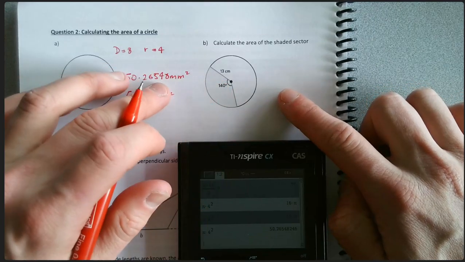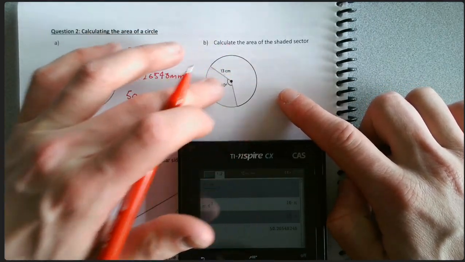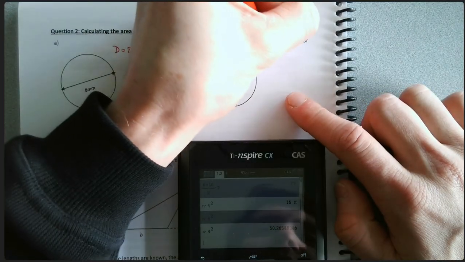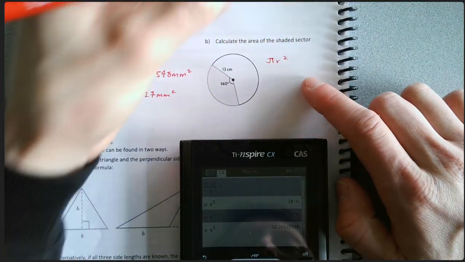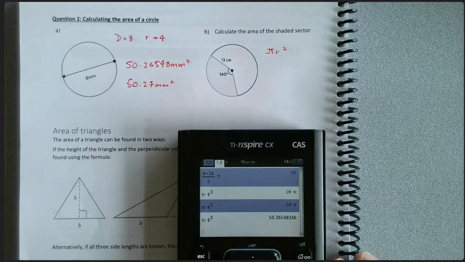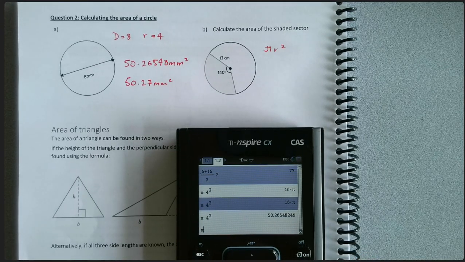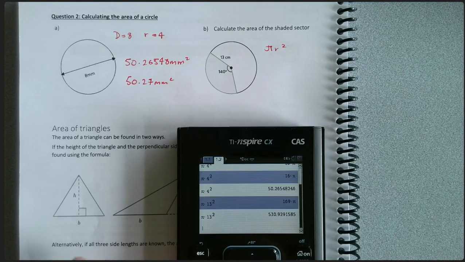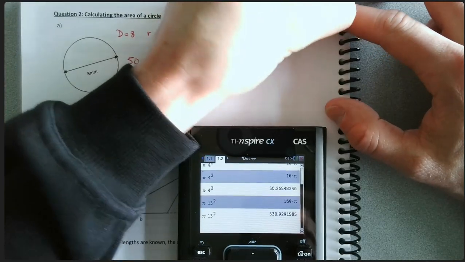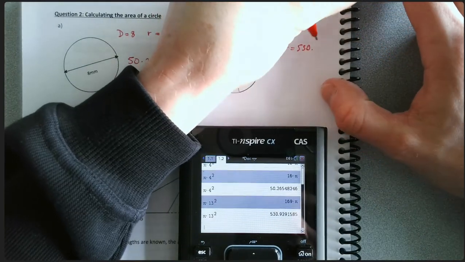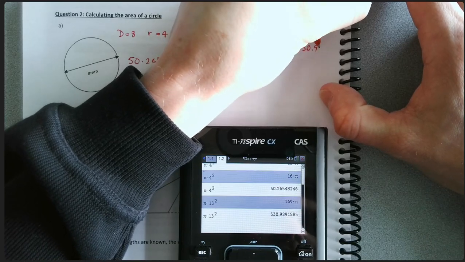The sector one, the first thing we've got to do is work out the area of the full circle. So it's 13 because that's our R. So pi r squared is going to be 13, and it does it. So pi times 13 squared equals, and it does want me to do that thing again. So that part equals 530.929.